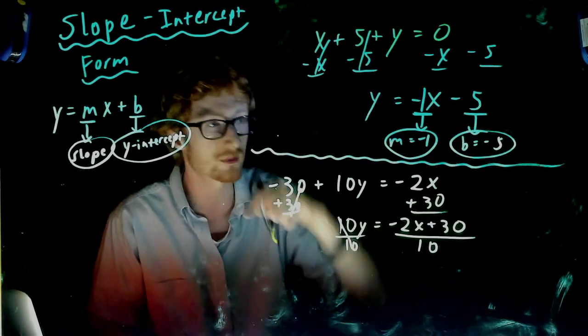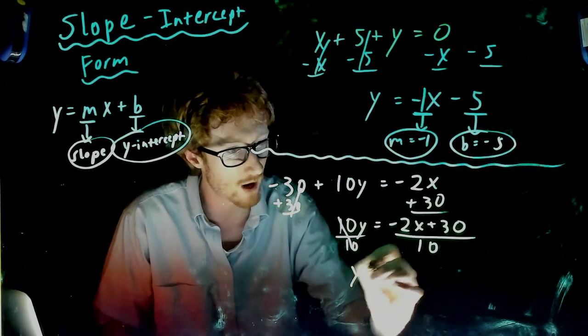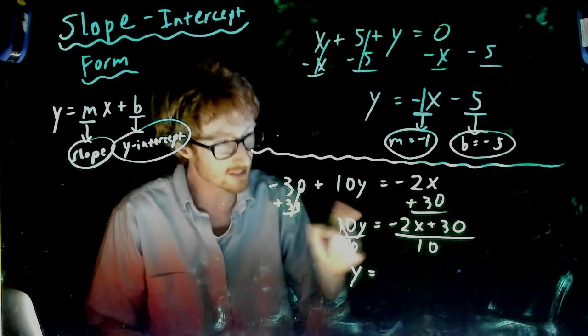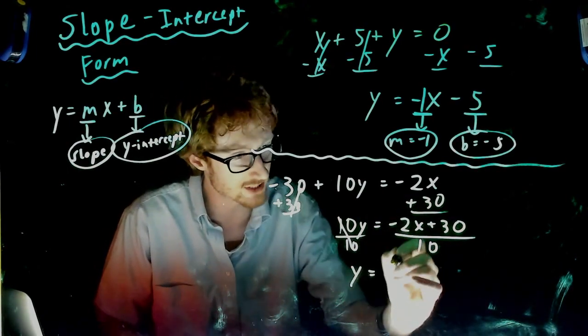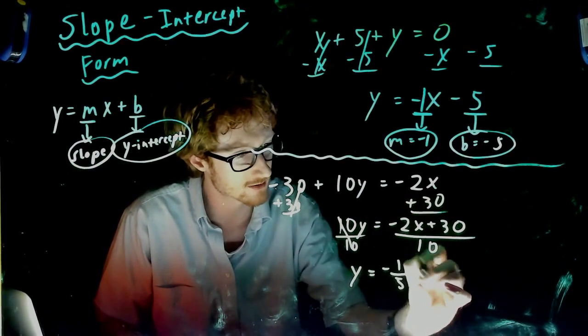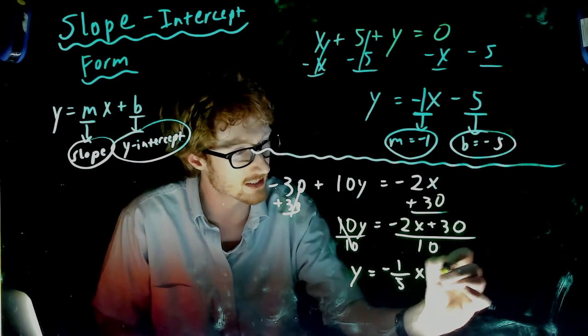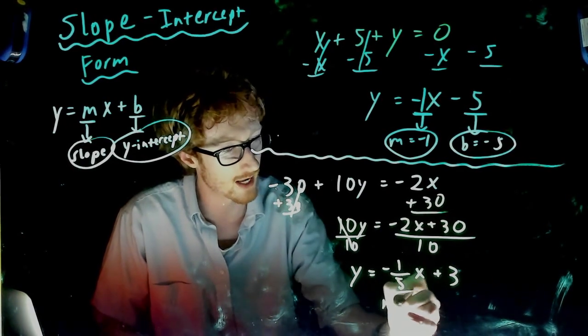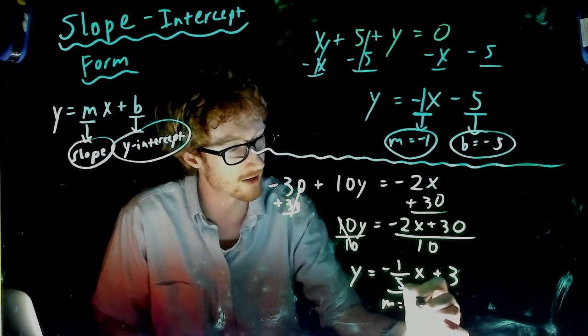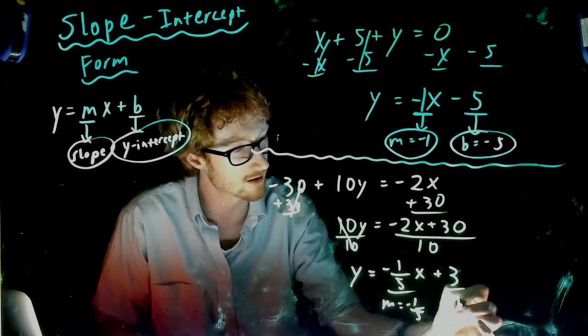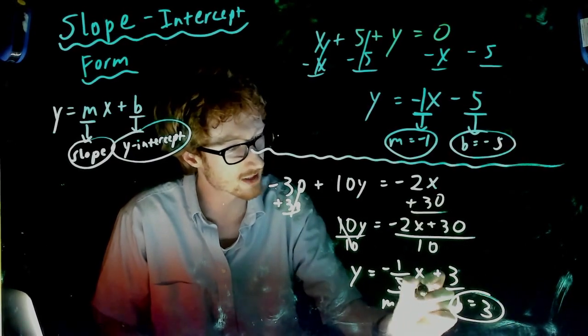And this works like the one we just did a minute or two back, right? We have y equals, well, in this case, we'd have negative 2 over 10, which is negative 1/5 x, and then 30 divided by 10 is 3. Boom. Your m is negative 1/5, and your y-intercept, which is your b, is a 3. Just like that, we're done.